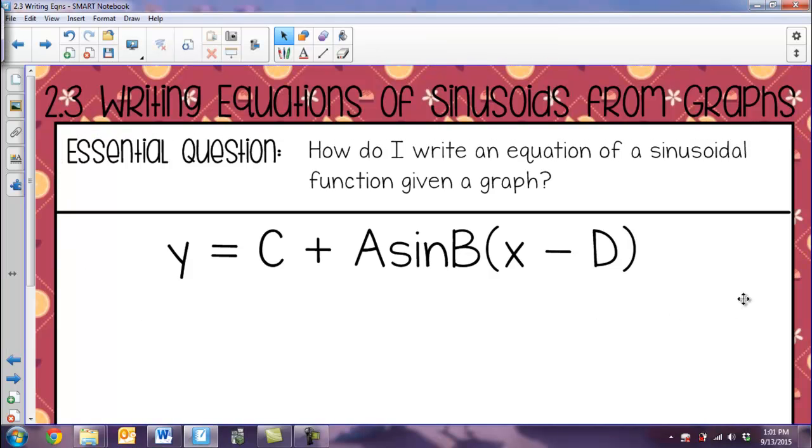Hey guys, today we are going to be going backwards from what we've been doing the past couple days in Unit 2, and that is we're going to write the equations from the graphs. So our goal today is how do I write an equation of a sinusoidal function given a graph.